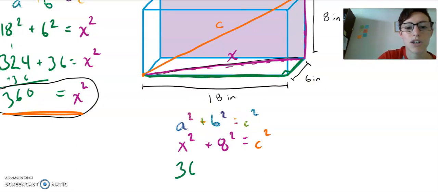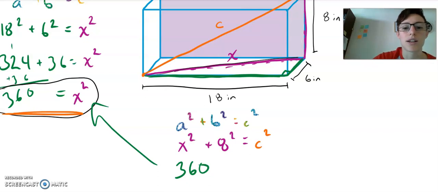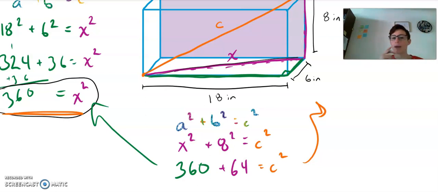I'm going to use green just to connect it back to that guy. Remember, 8 squared is 64. That's all equal to c squared. 360 plus 64, I'm going to swing up here so I get a little bit more room to play with. That is going to be 424 is equal to c squared.